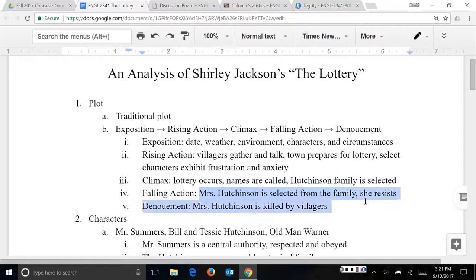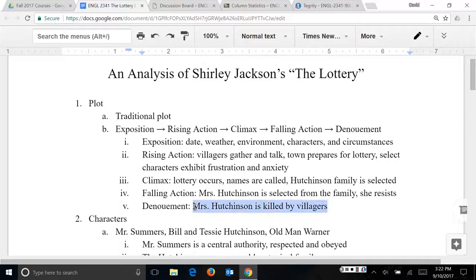We know that since the Hutchinsons have been selected, only Mrs. Hutchinson, Tessie, remains, and she is the one that's selected from the family. And of course, she resists. But of course, we know that that's futile. There's nothing she can do about it because it's already been decided. Even her own husband, Bill, and her own son, Davy, are chosen and given rocks so that they can begin the stoning process. And of course, that is the denouement too, that she's killed by the villagers.